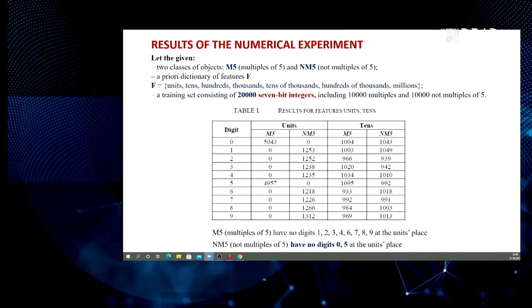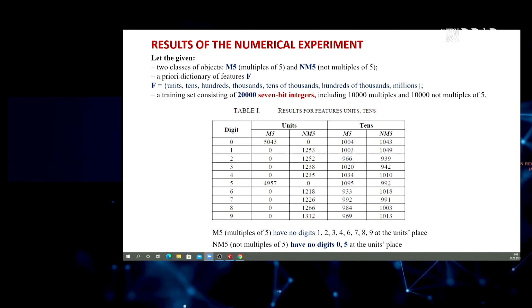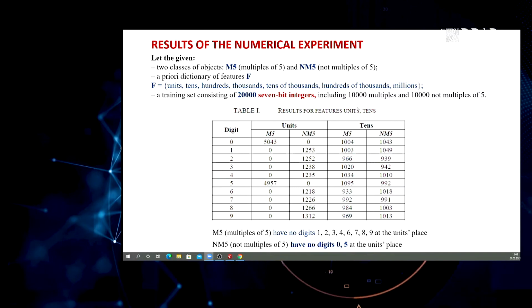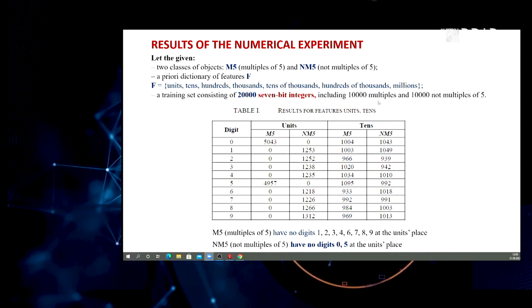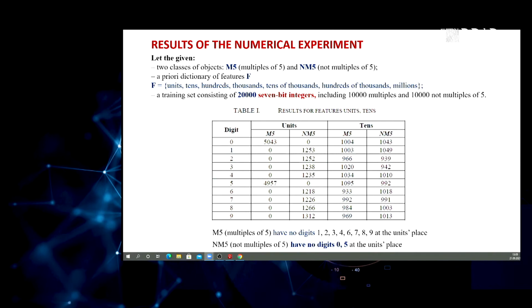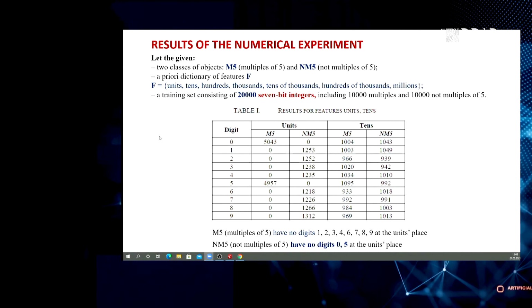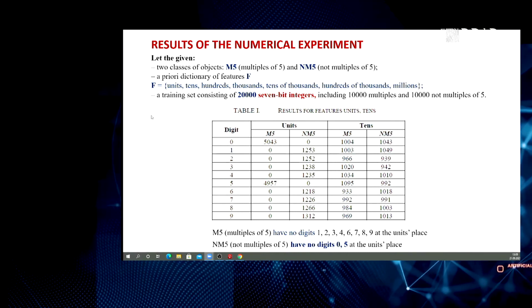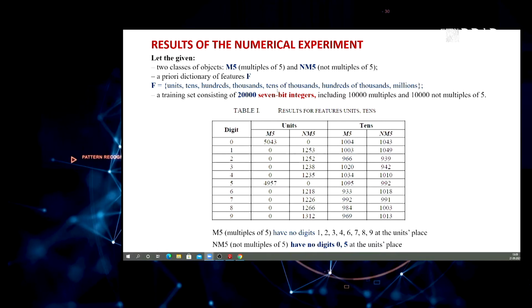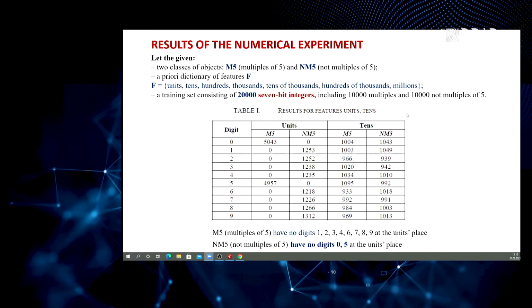To explain it in a simple way, we are taking a simple data set where we have 20,000 7-bit integers, including 10,000 multiples and 10,000 non-multiples of 5. From mathematics, we all know that a number is a multiple of 5 if it ends with digit 0 or digit 5. So, applying the design algorithm for the given data set, we will analyze possible combinations of features from the set V, like units, tens, hundreds, thousands, tens of thousands, and so on.